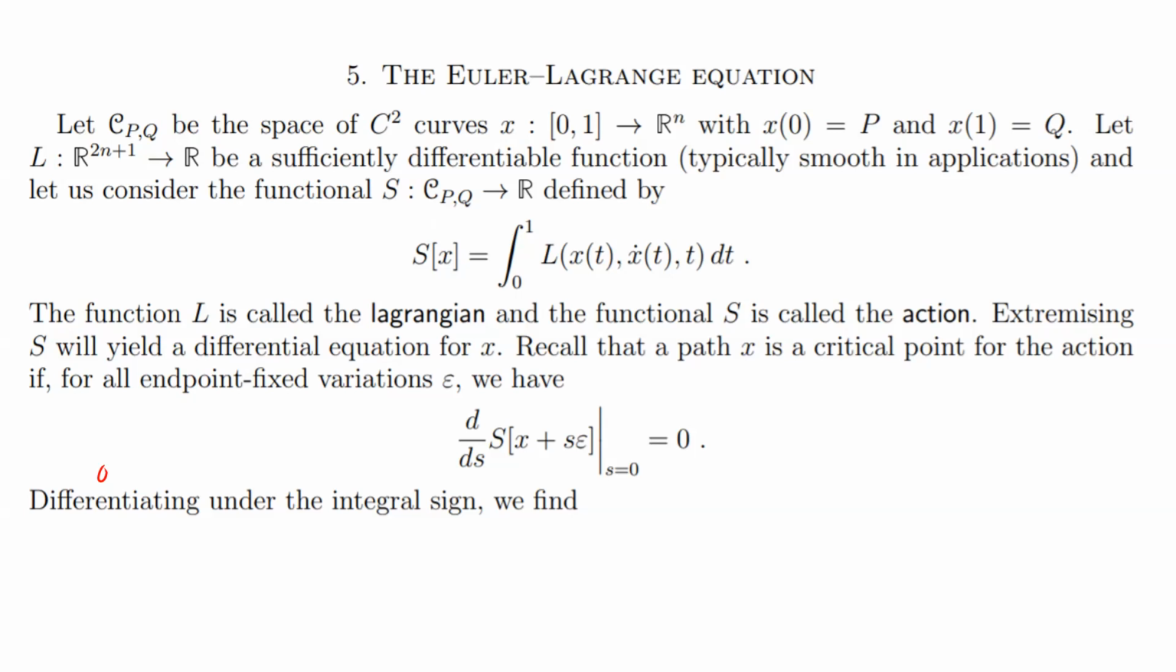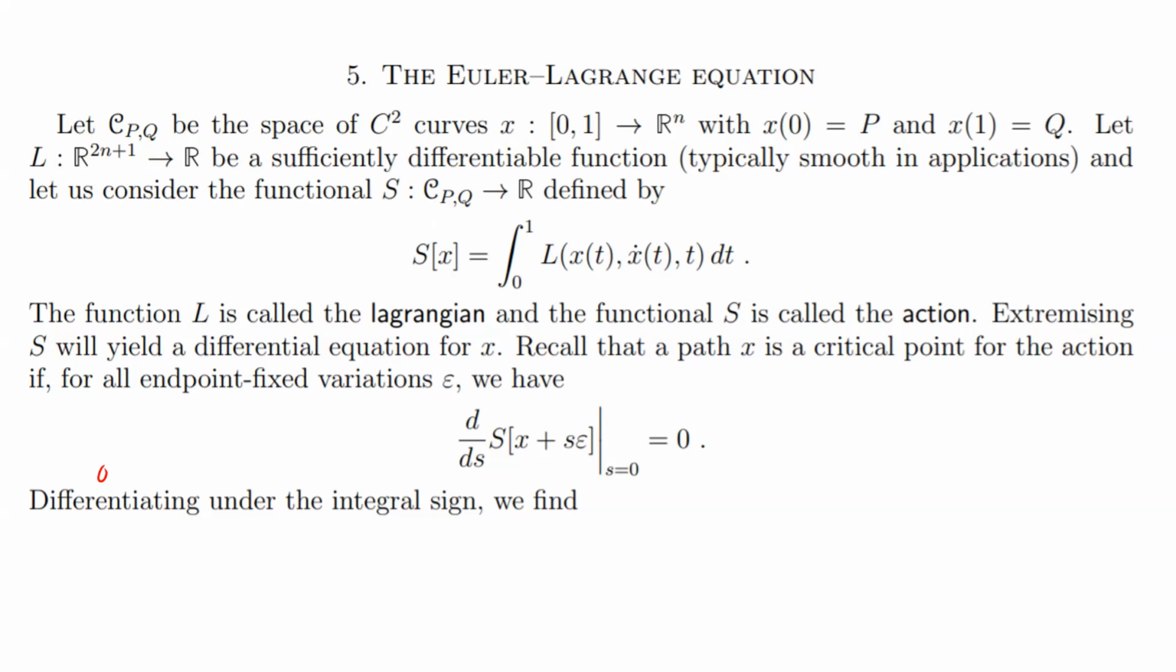So the idea is, imagine you have your action. It's going to be a function of your path. So a different choice of curve will give you a different value of the action. And we want to see which value of x is going to give us the best value. This kind of looks like a derivative problem.